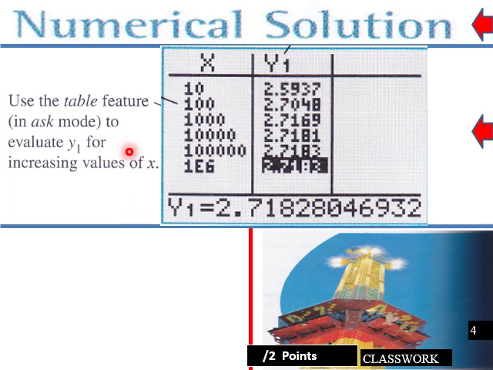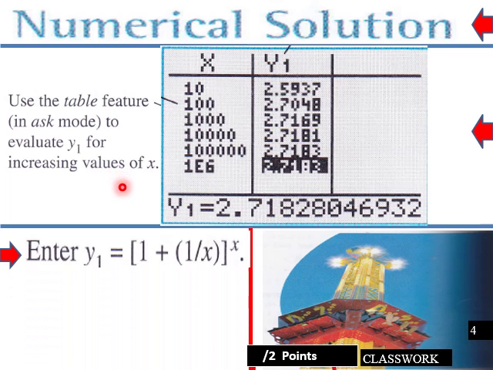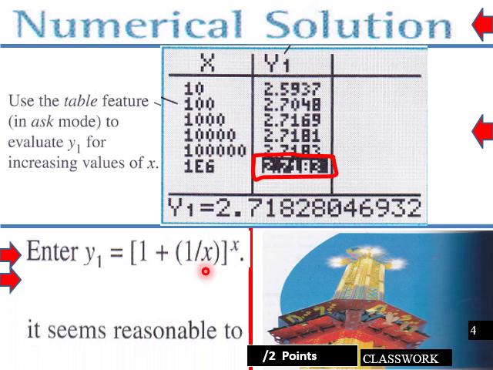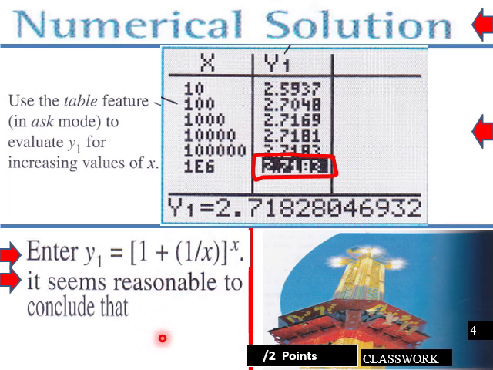Use the table feature in your graphing calculator to bring up the screen here. Enter y1 equals here, so y1 is this expression here. And then it seems reasonable to conclude that 1 plus 1 over x, to the x power, approaches e as x approaches infinity. That would be another way that you could express this number here.